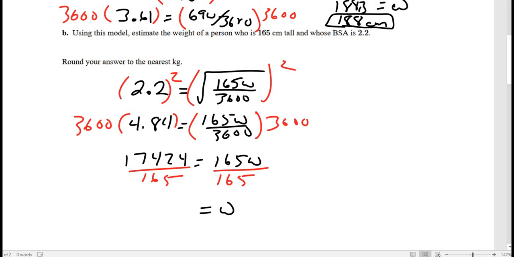So W is going to be 105.6, and it's to the nearest kilogram. Since the 0.6, it's a 6, is greater than or equal to 5, that means we're going to have to round up. So we're going to go with 106 kilograms for our weight.